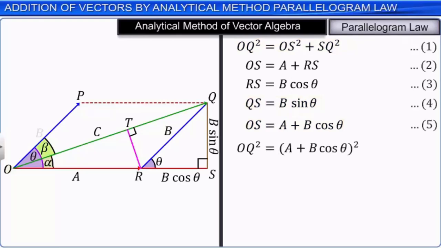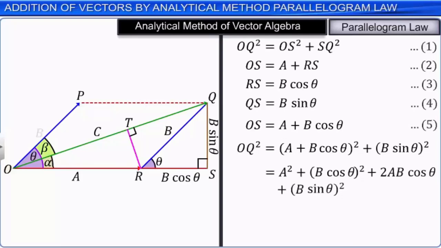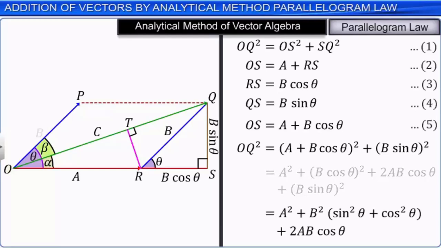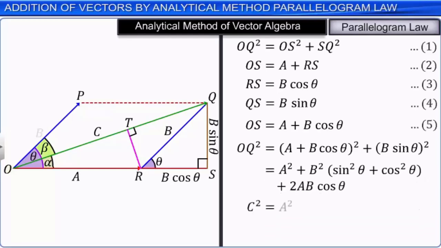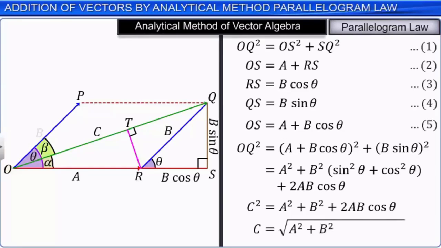is equal to A square plus B square into sin square theta plus cos square theta plus 2AB cos theta. C square is equal to A square plus B square plus 2AB cos theta. C is equal to square root of A square plus B square plus 2AB cos theta. Let this be equation 6. This equation is known as the law of cosines. Using this, we can find the magnitude of the resultant vector.